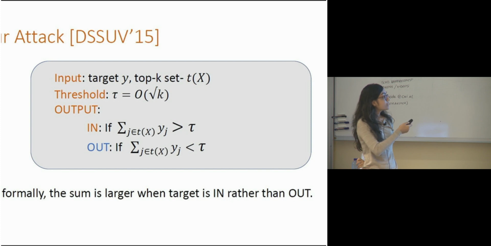The attack is very simple. You just need to take the sum over the top-k coordinates of the target individual Y, and check whether it's above a threshold or below a threshold.